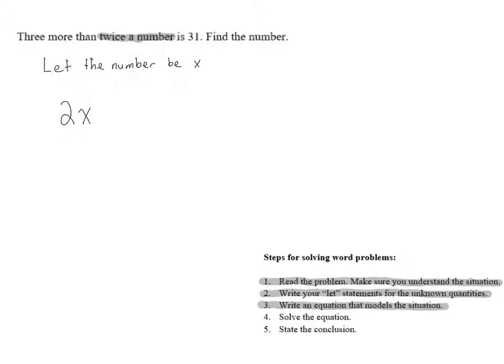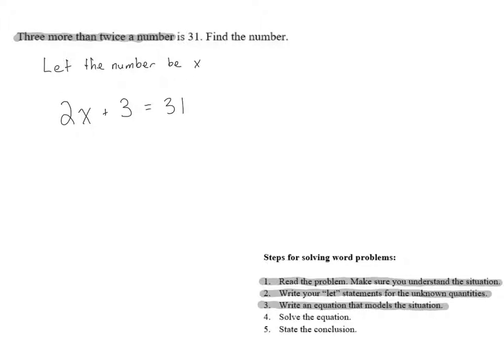But we even have more here. It says 3 more than twice the number. Well, twice the number is 2x. 3 more than that must be 2x plus 3. 3 more means add 3. So this expression, 2x plus 3, represents 3 more than twice the number. And we know that this has to be 31, so we're going to set it equal to 31.